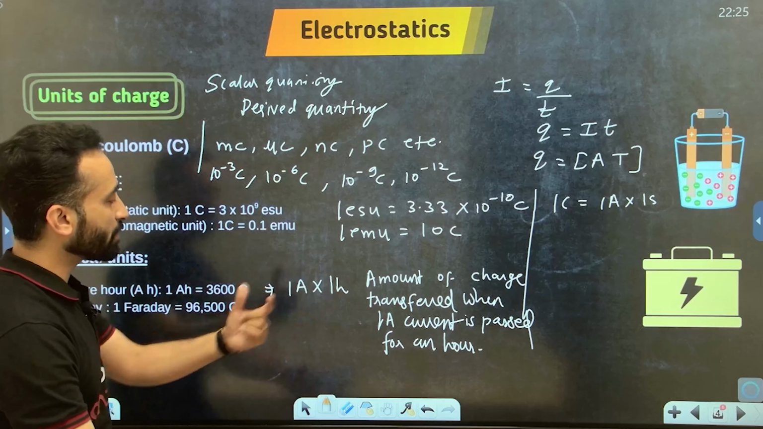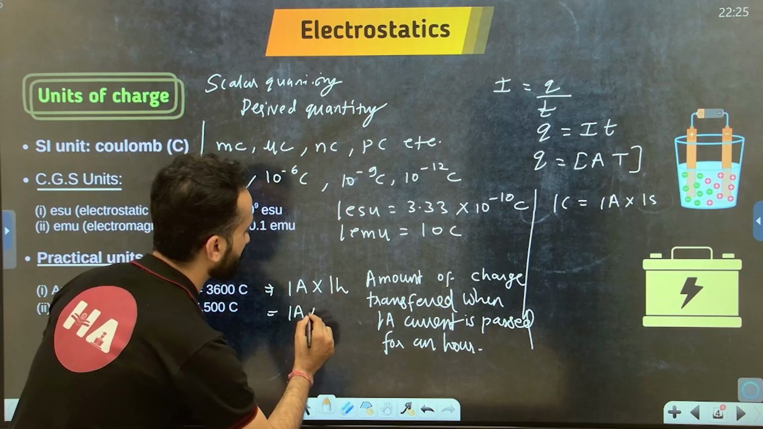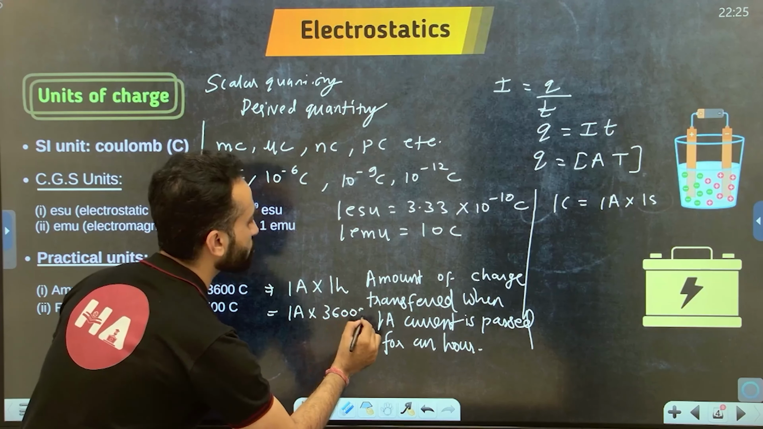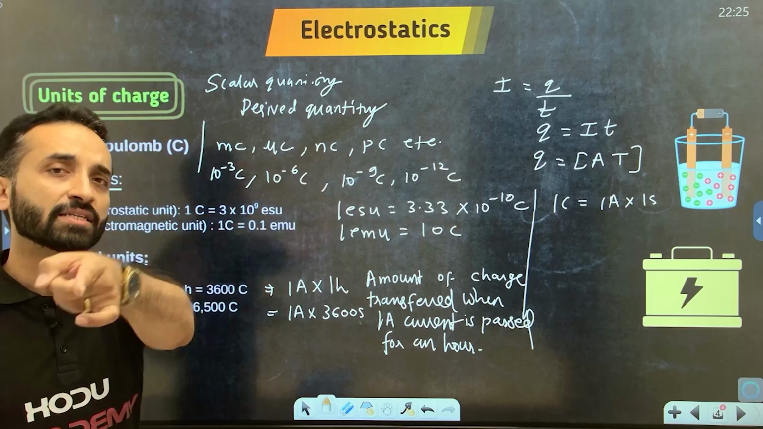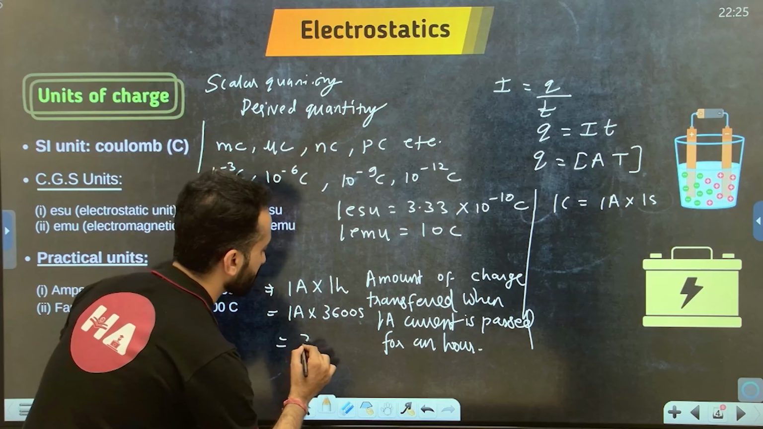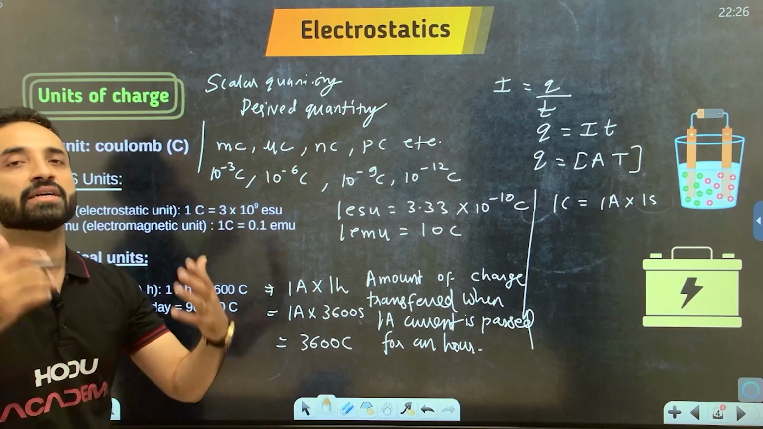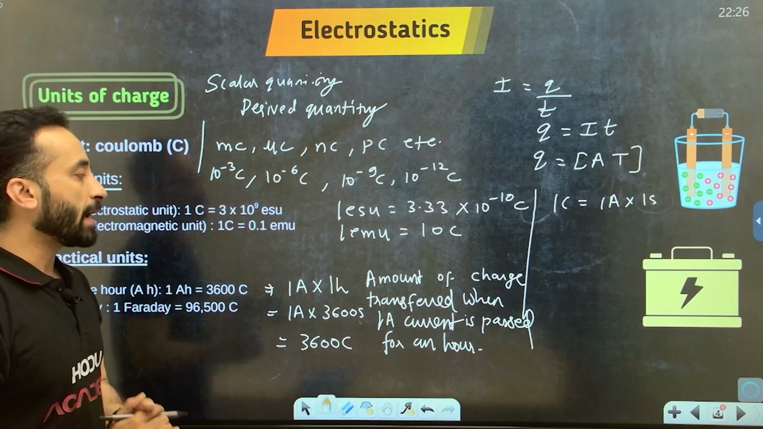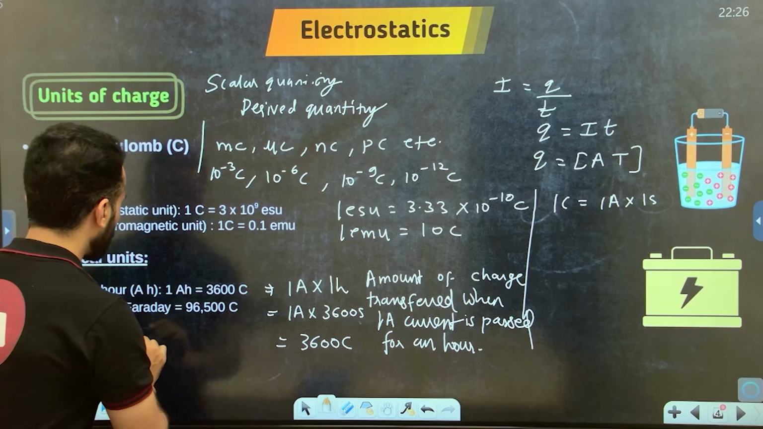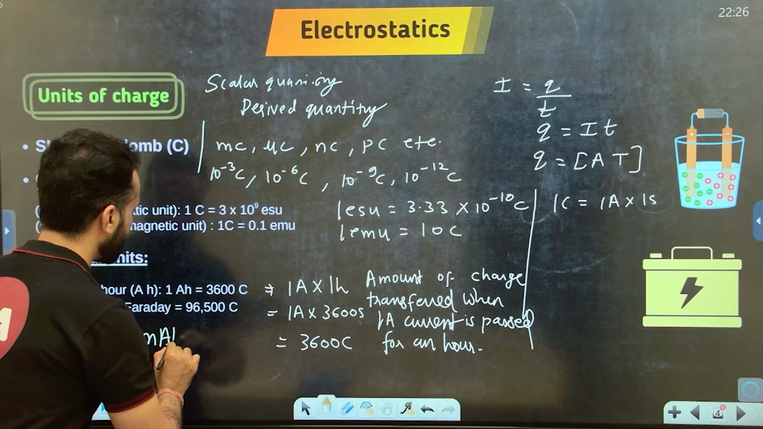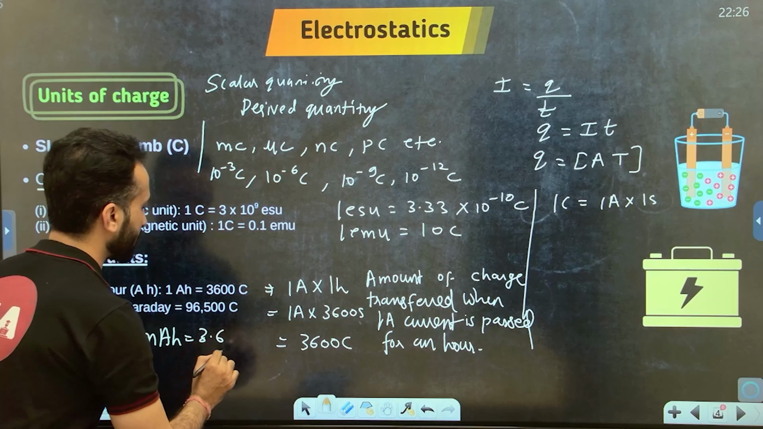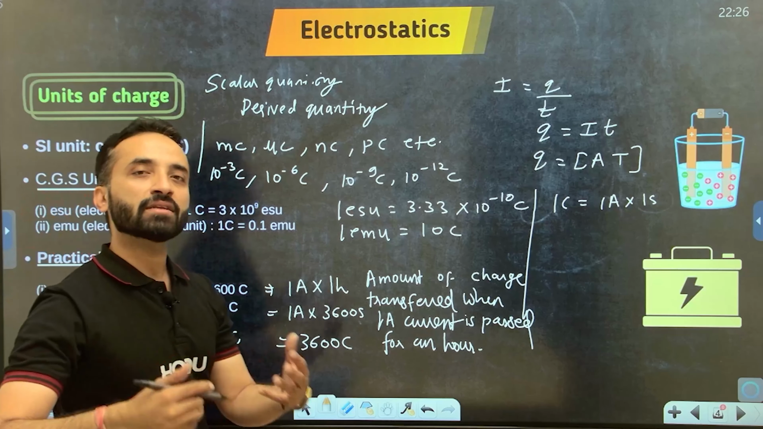So 1 ampere into 1 hour is like 1 ampere into 3600 seconds, my dear students, and 1 ampere into 1 second is 1 coulomb, so this is going to be 3600 coulomb, right? So 1 ampere hour is 3600 coulomb. Now if 1 ampere hour is 3600 coulomb, what should be 1 milliampere hour? So you would say divided by 1000, so that would mean 3.6 coulomb.